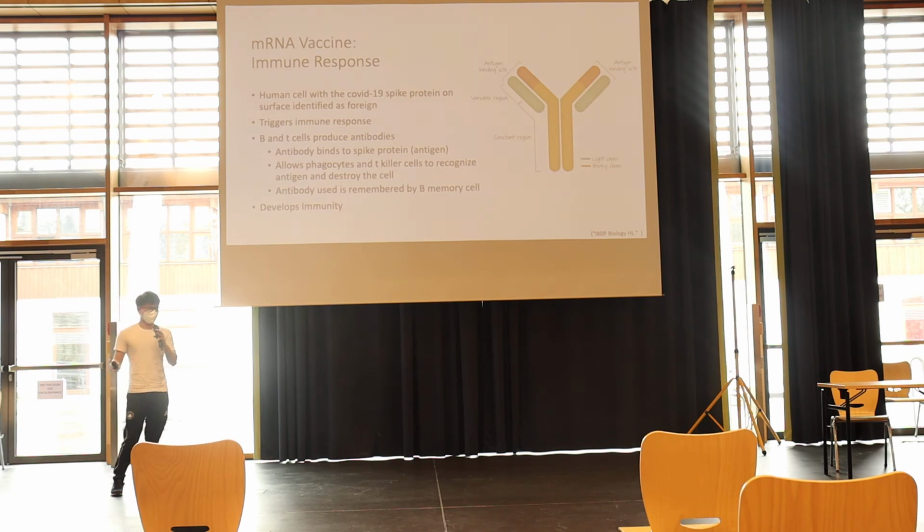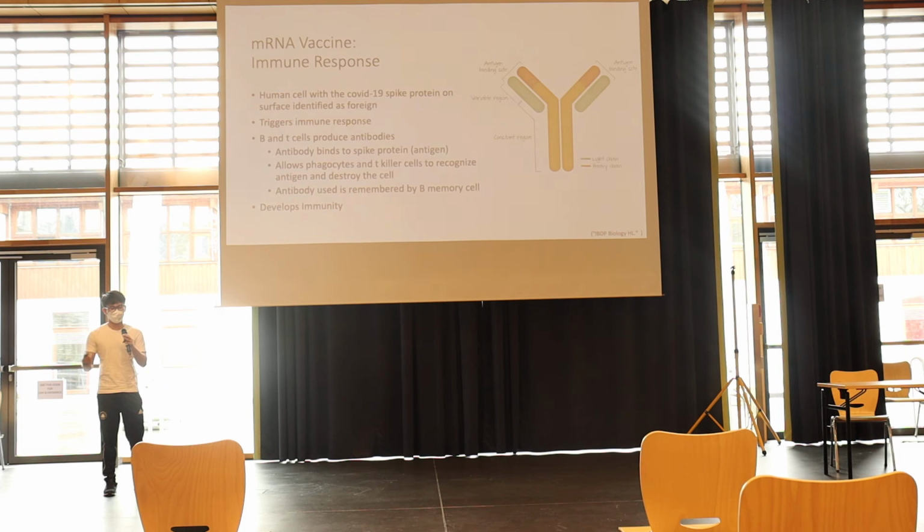In addition to this, the antibody used to bind to the antigen is also remembered by the B memory cells. So if the real virus were to enter our body, our immune system would trigger an immune response, and the antigen on the COVID-19 virus would be recognized, and we can rapidly produce the correct antibody, stopping the virus from infecting any of our cells, leading to a viral infection. And this is how immunity is developed.